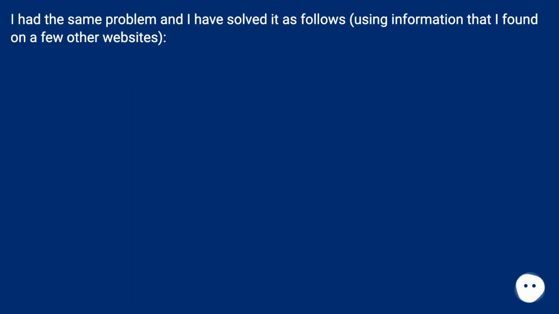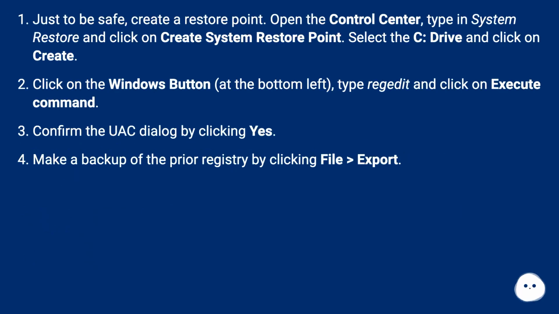I had the same problem and I have solved it as follows, using information that I found on a few other websites. Just to be safe, create a restore point. Open the Control Center, type in System Restore and click on Create System Restore Point. Select the C drive and click on Create. Click on the Windows button at the bottom left. Type regedit and click on Execute command. Confirm the UAC dialog by clicking Yes. Make a backup of the prior registry by clicking File, Export.